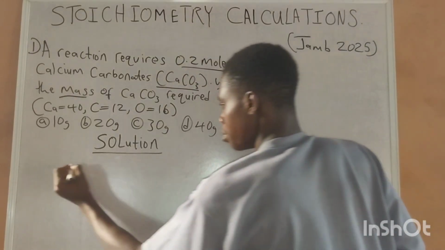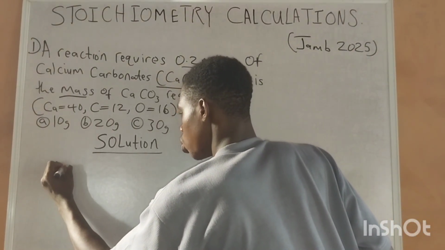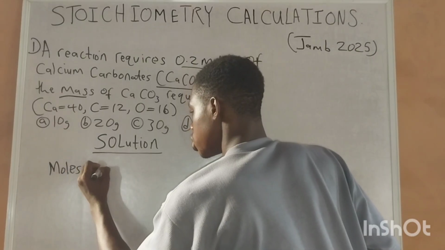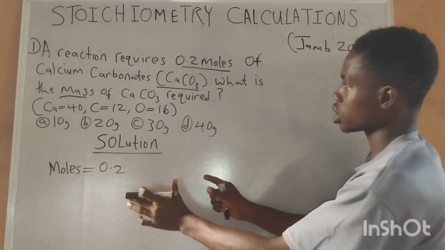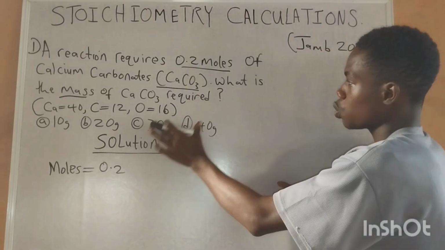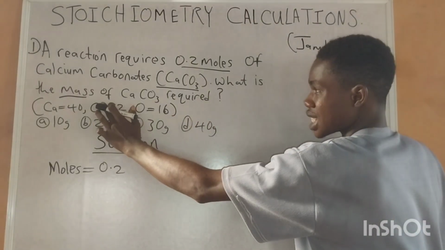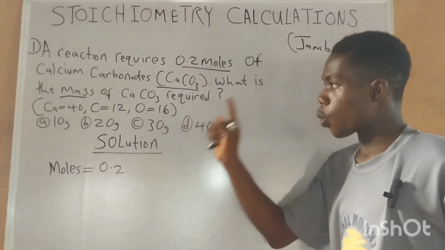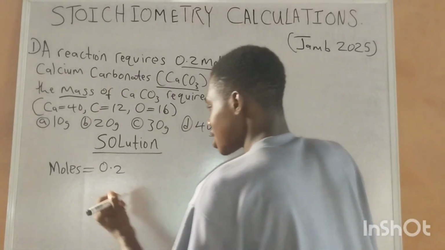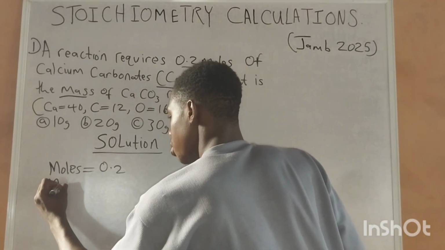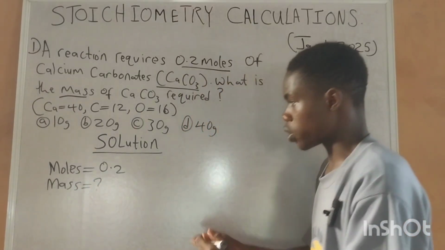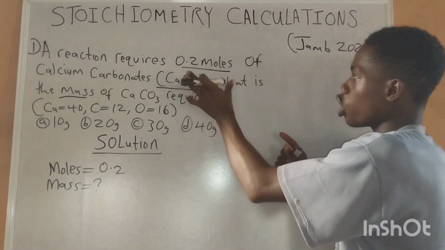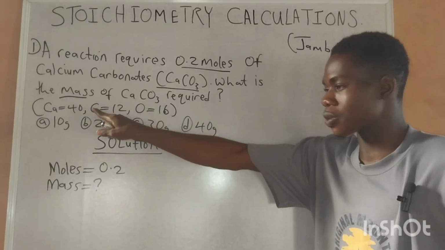So it will be moles equal to 0.2. So we're given moles in this question. And then the main question says, what is the mass? So in this question, we're looking for mass. So mass equal to, we don't know, because that's what we're looking for in this particular question. Of course, we're given mole, and then we are being asked to find mass.